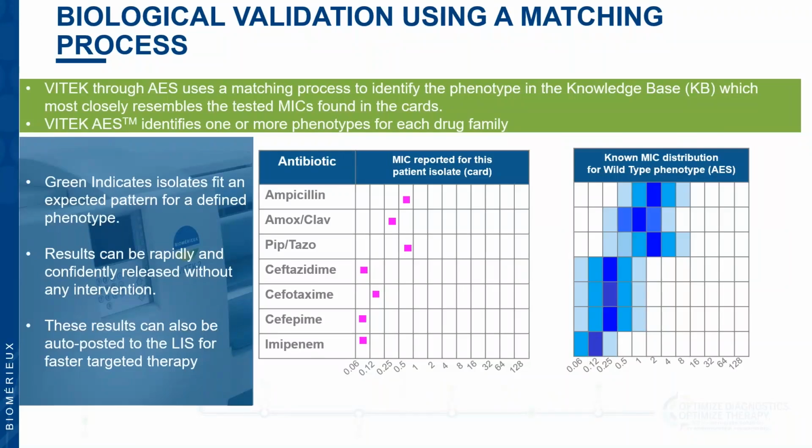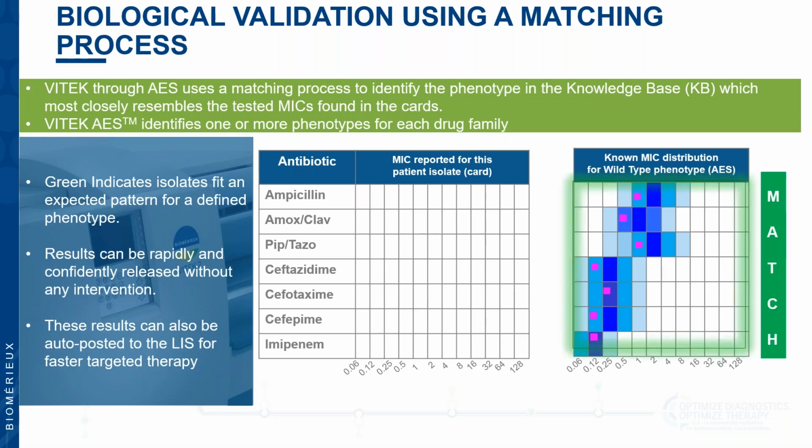So when you get a test result, the obtained MIC values are compared with the known MIC distributions for the relevant phenotypes of the species, in order to find the best match, kind of like fingerprint matching. The validation of the IDAST results will also be checked for consistency. You'll get a wild type or non-wild type determination, and the resistance mechanisms will be identified. In this example, there's full consistency, so what we get is a green result. The results can be rapidly and confidently released with little or no intervention, and can also be auto-posted to the LIS for that faster result getting to your patient.